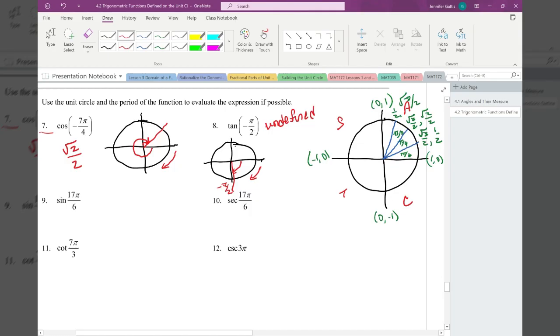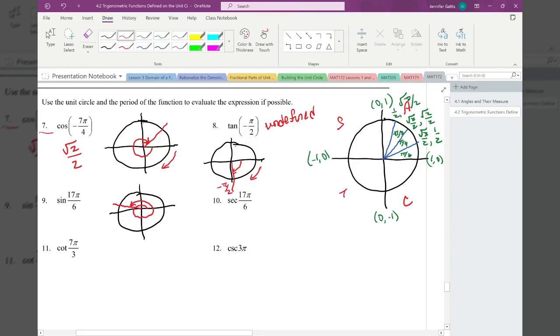All right, so take a minute and do 9 through 12, and I'll be back with you in a moment. All right, 17 pi over 6. Well, I think my circles are going to get smaller and smaller. Okay, 17 pi over 6. We have gone around the unit circle one full time, and we've ended up over here. So we've gone around and around.